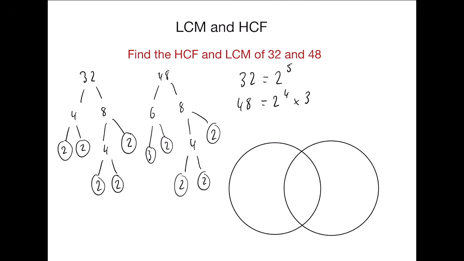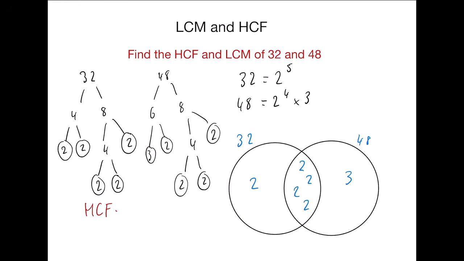So this would be 2 to the 5 here, and 48 can be written as 2 to the 4 multiplied by 3. We then make a big Venn diagram and input all of those prime factors into the Venn diagram correctly. So you can see all of the ones that are the same will go in the middle. Here we have 5 2's, but in the 48 we only have 4. So we're going to put 4 of those 2's in the middle, an extra 2 on the 32, and then an extra 3 on the 48.